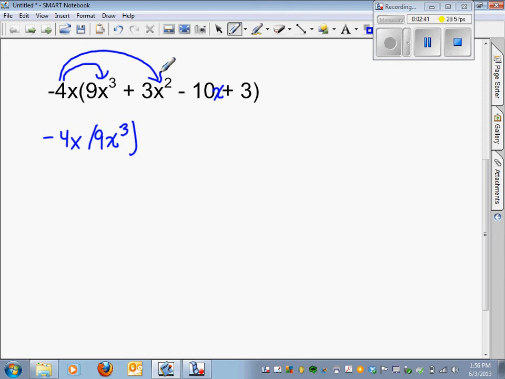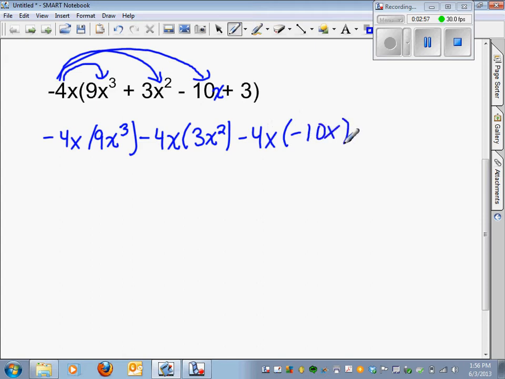So we also will have to multiply negative 4x times 3x squared, then the negative 4x times the negative 10x, and finally the negative 4x times the positive 3.